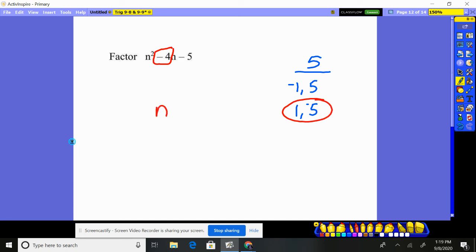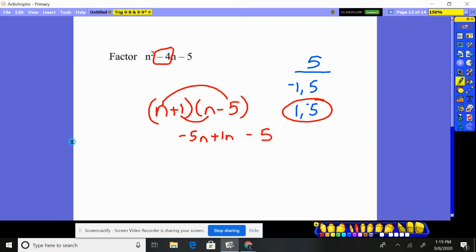So it had to be n plus a 1 times an n minus 5. And notice n times n is n squared. N times that would be minus 5n. You then would come to the 1 times n, and then 1 times 5 is going to give you that minus 5 at the end. But these put together will give you that negative 4n that you have right there.